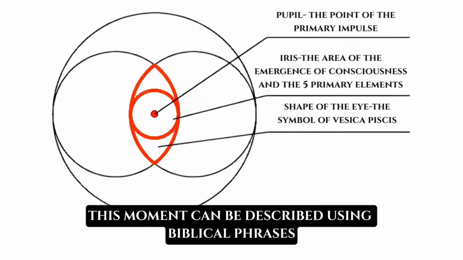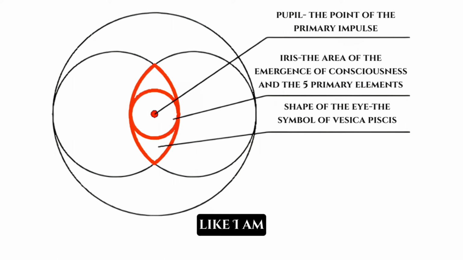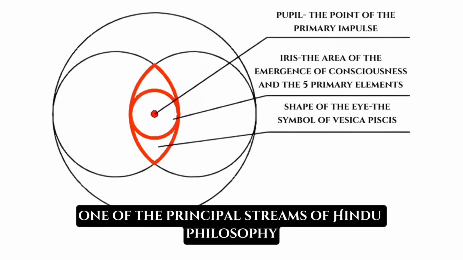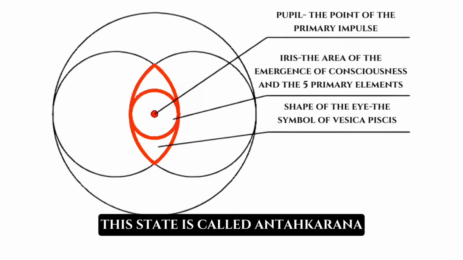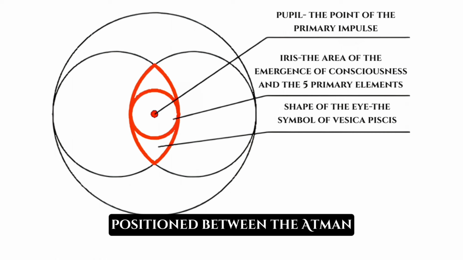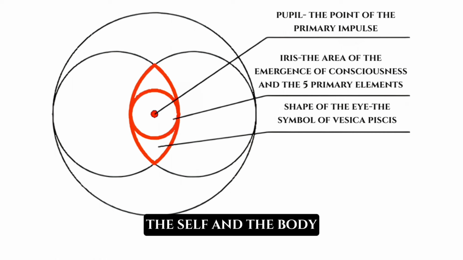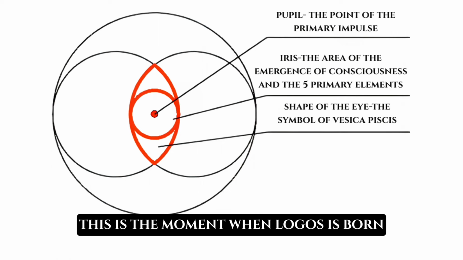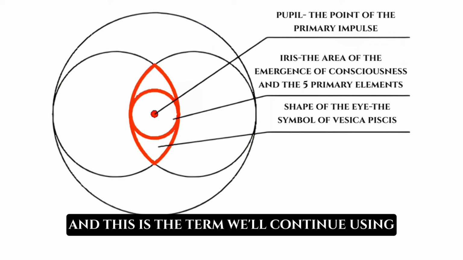This moment can be described using biblical phrases like, "I am that I am," and "In the beginning was the Word." In Vedanta, one of the principal streams of Hindu philosophy, this state is called antahkarana, the inner instrument, the totality of consciousness positioned between the Atman, the self, and the body, the external instrument. In Western philosophy, this is the moment when logos is born, and this is the term we'll continue using.